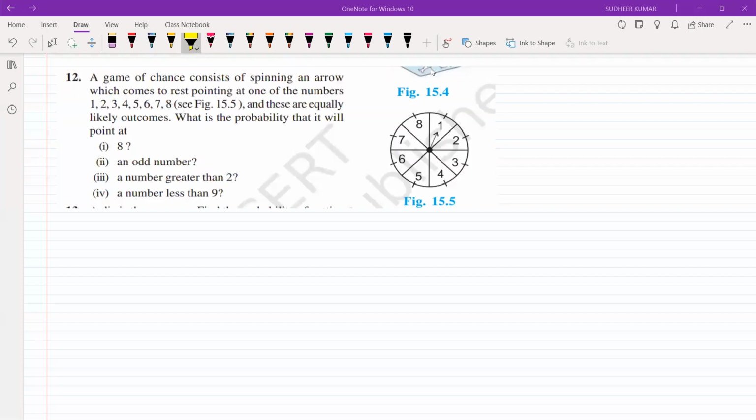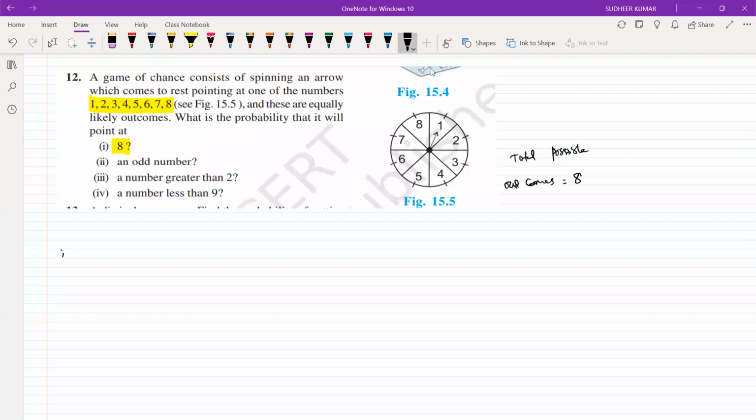A game of chance consists of spinning an arrow which comes to rest pointing at one of the numbers 1, 2, 3, 4, 5, 6, 7 or 8, and these are equally likely outcomes. What is the probability that it will point at 8? What are the total possible outcomes? Total possible outcomes are 8.